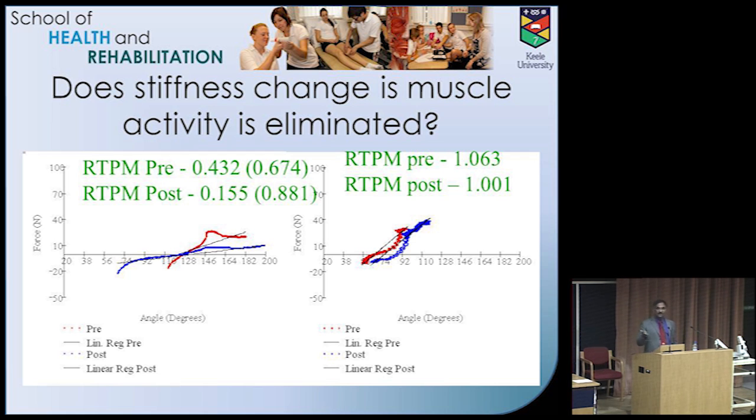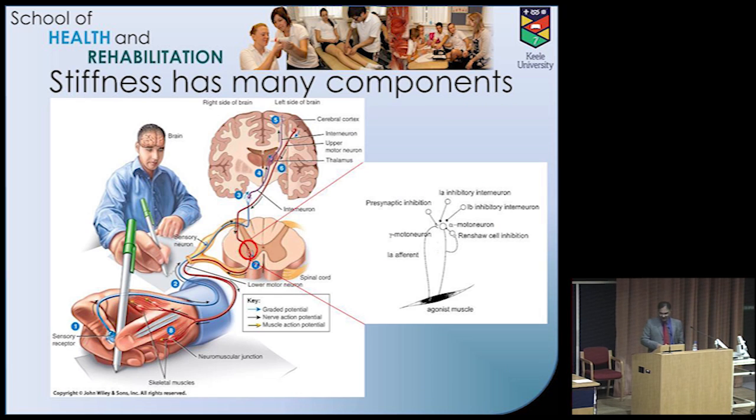So one could infer that in this patient, muscle activity contributed to the measurement of stiffness. However, in this patient, it didn't make a blind bit of difference. So then the issue was, should we be measuring stiffness as a measure of spasticity, when the response of stiffness seems to be very confounded?